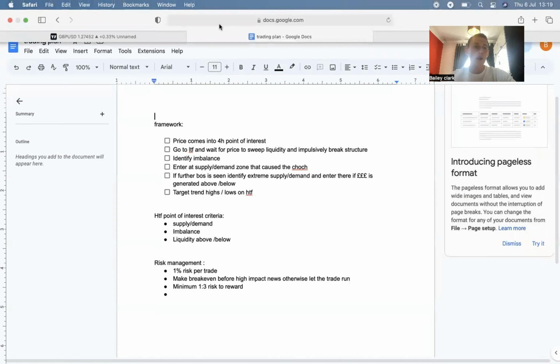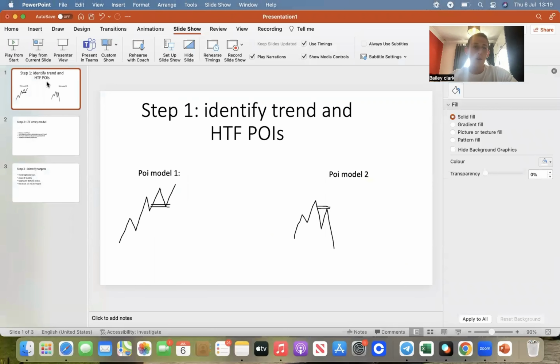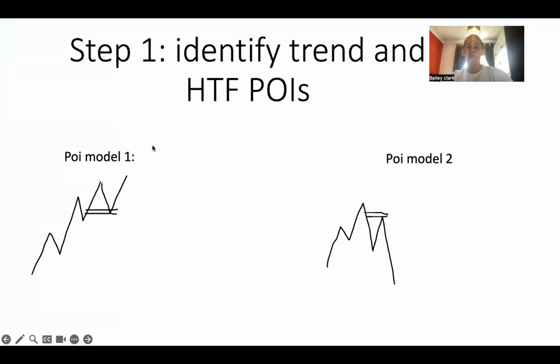So if we actually start, I'll just take you through a PowerPoint of the strategy itself before we get into the trading plan. And then later on, I'll take you through some examples as well, just to make it a lot more clear. So I've broken this down into 3 steps just to simplify in a very basic way. So step 1 is to simply identify the trend, like you would really do on any strategy, on the higher time frame. And then we are going to identify our higher time frame point of interest.